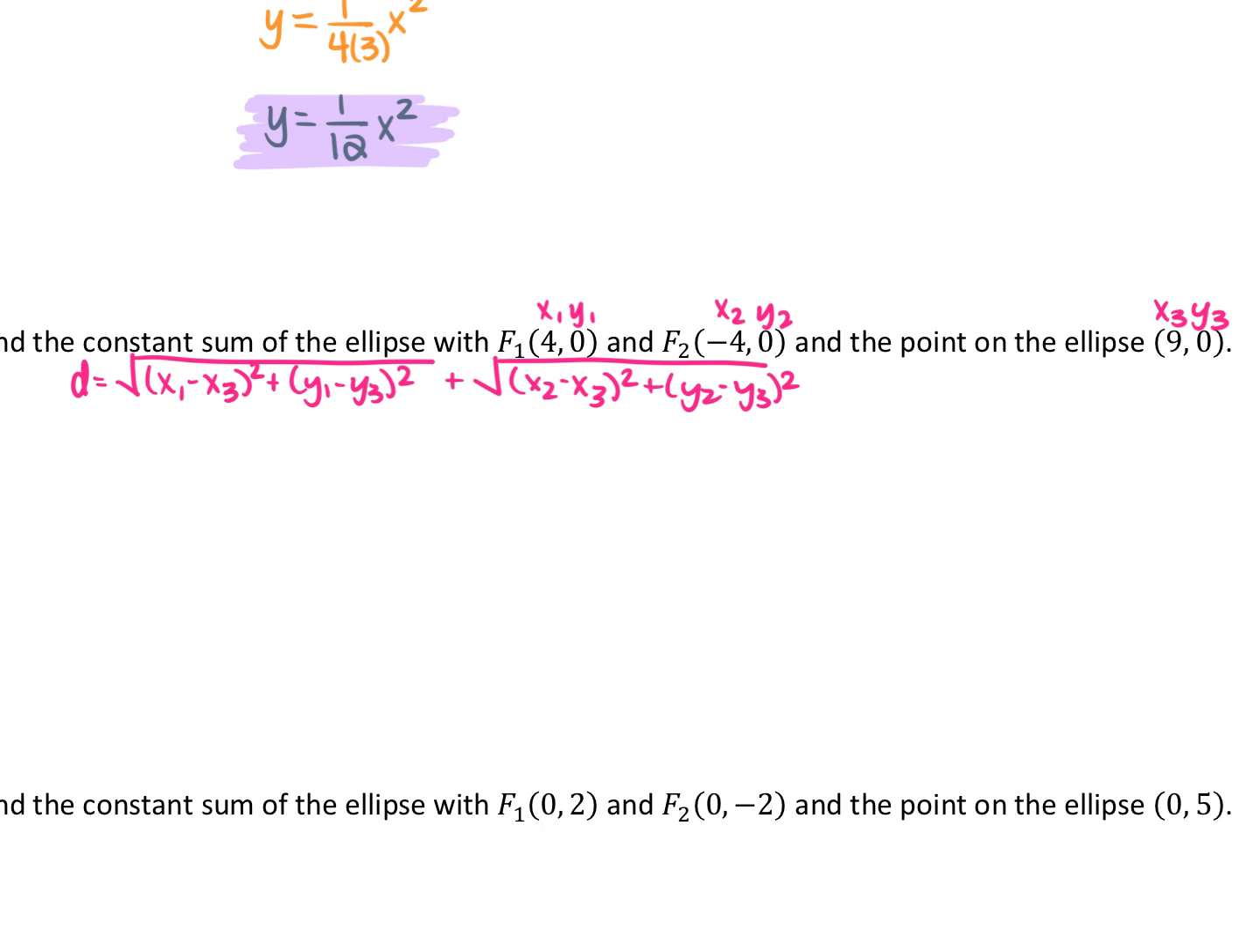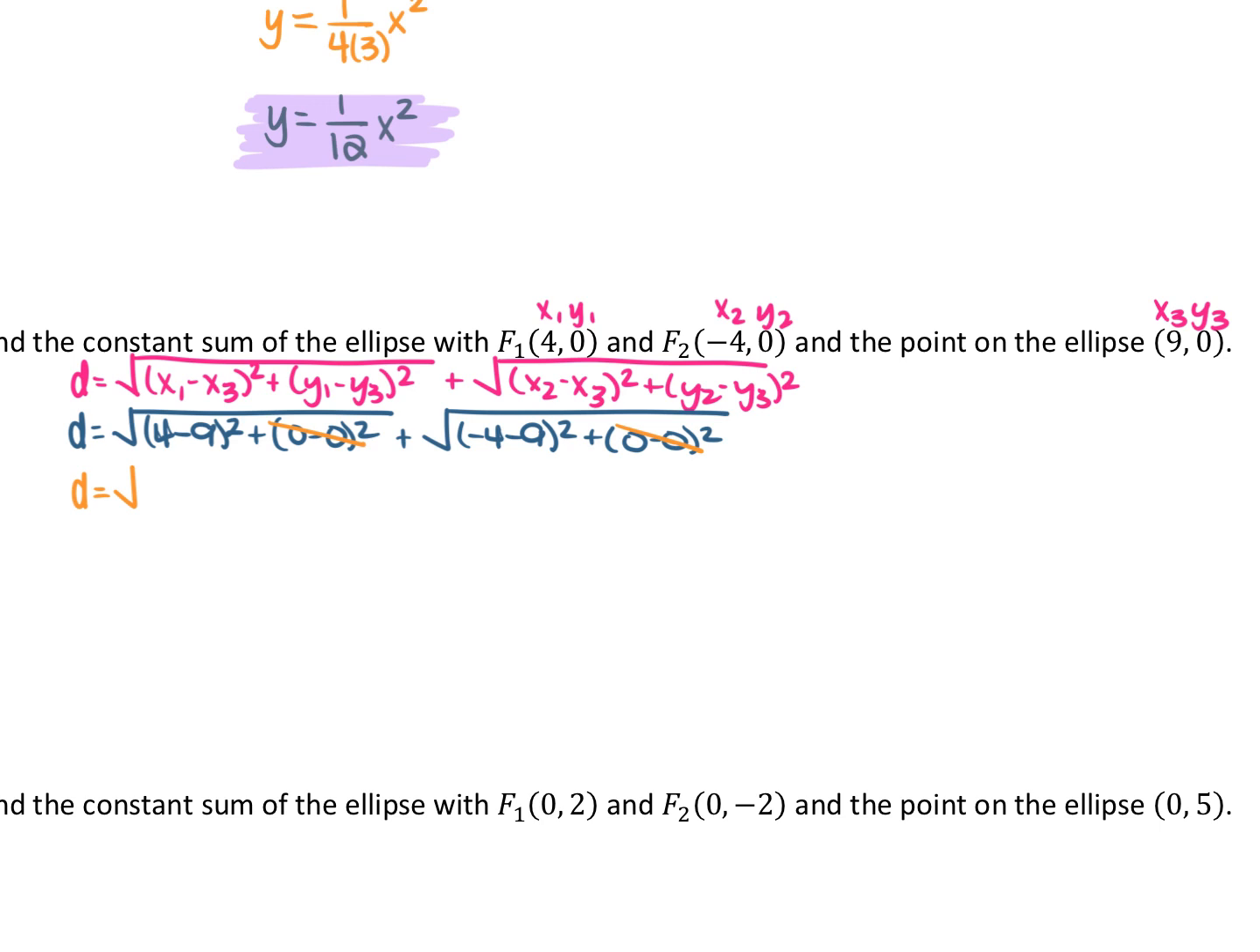So we plug these values in. That'll give us d is equal to the square root of 4 minus 9 squared plus 0 minus 0 squared plus the square root of negative 4 minus 9 squared plus 0 minus 0 squared. This will simplify to where your 0 minus 0 squared cancels out under both of those radicals. Underneath the first, that 4 minus 9 is negative 5. Underneath the second, the negative 4 minus 9 is negative 13. So this is going to simplify to give us d is equal to the square root of 25 plus the square root of 169. The square root of 25 is 5. The square root of 169 is 13. We add the 5 and the 13, and that gives us our constant sum of 18.